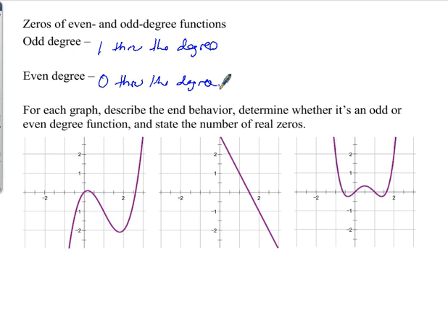All right, what's our end behavior here? And is it odd or even? And tell me the number of real zeros. Go.